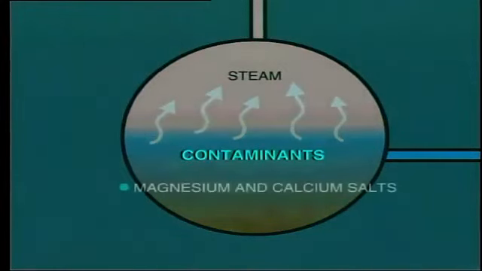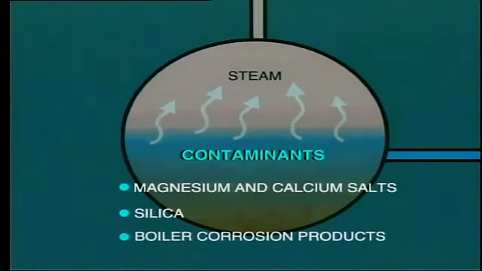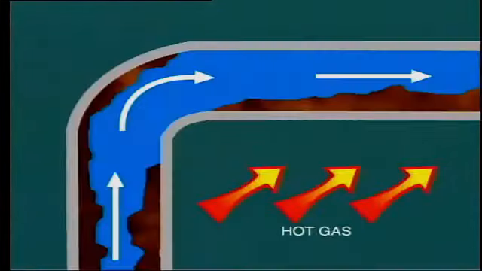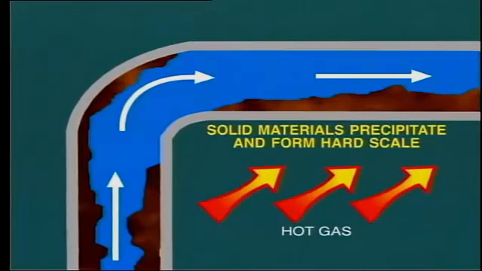Generally speaking, the contaminants consist of magnesium and calcium salts, which are dissolved in the water and contribute to hardness, and silica, the products of corrosion of the boiler itself and the feedwater system, mainly iron and copper. At high temperatures, such as encountered in boiler water, and above a certain concentration, these solid materials precipitate out of solution and deposit on the inside of the tube wall. This deposit then forms an extremely hard scale that cannot be removed by the flow of water.